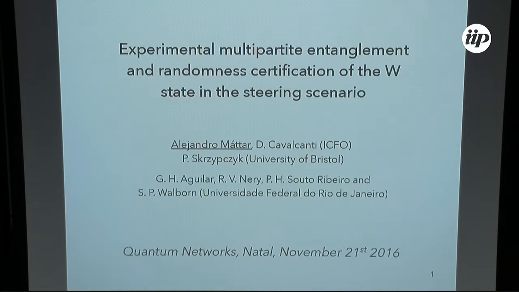So indeed, I'll be talking to you about two quantum information tasks, which are the certification of multipartite entanglement and the certification of randomness in the steering scenario, which, as Daniel already said, implies a network of parties in which some parties have knowledge of what they are doing, of the measurements and states that they are using, and other parties actually have no trust in the devices that they are holding, okay?